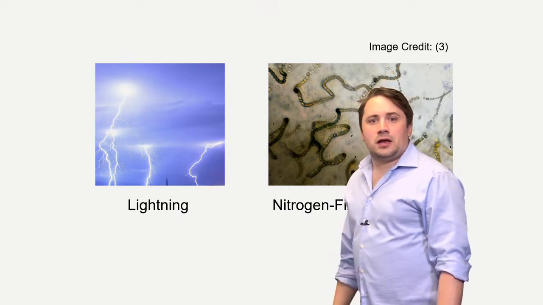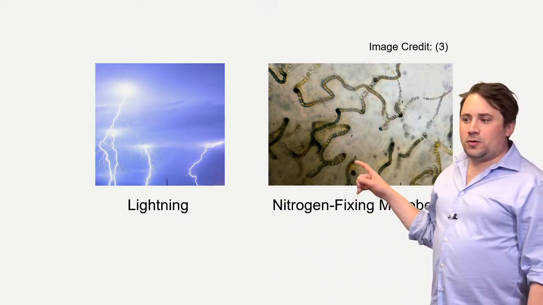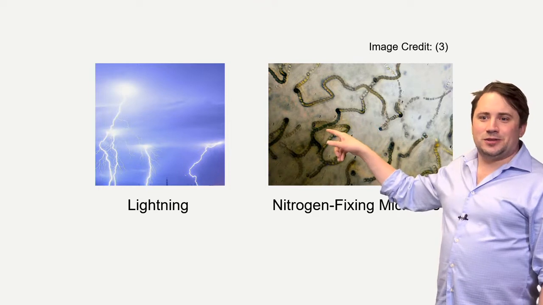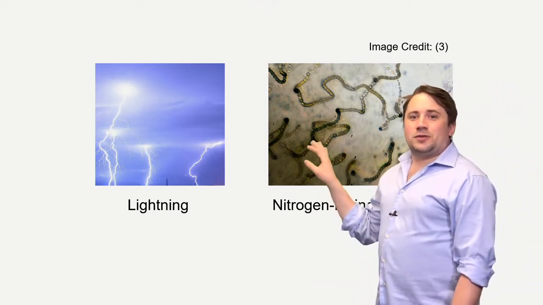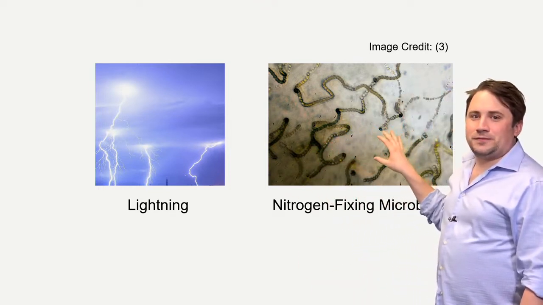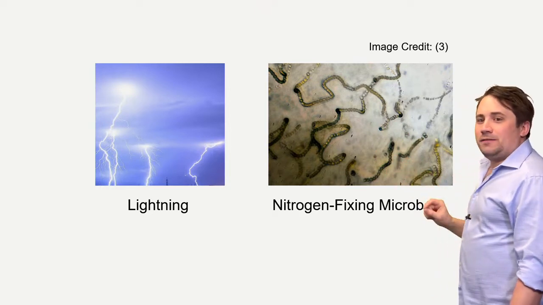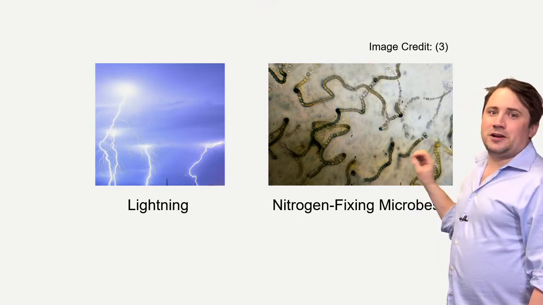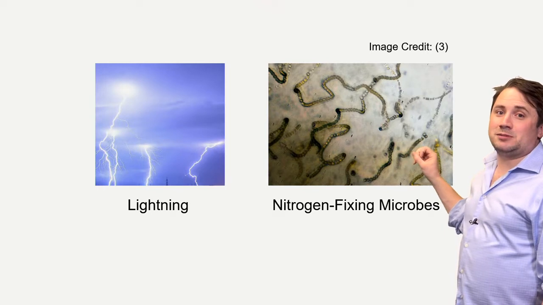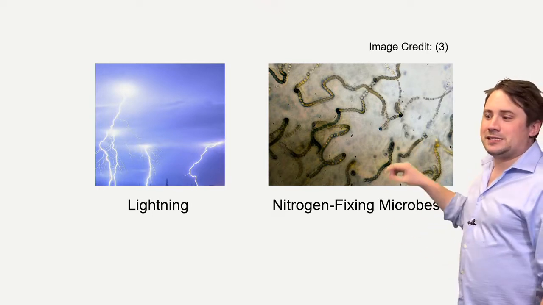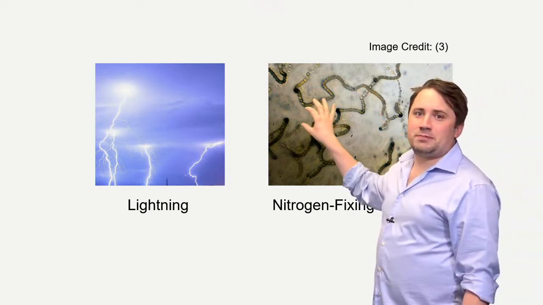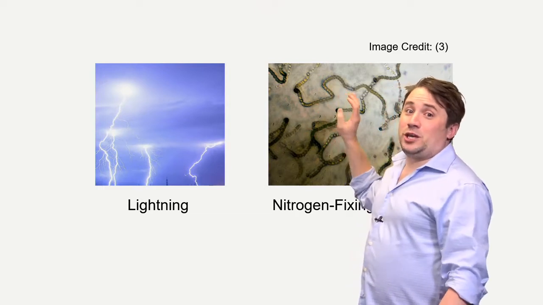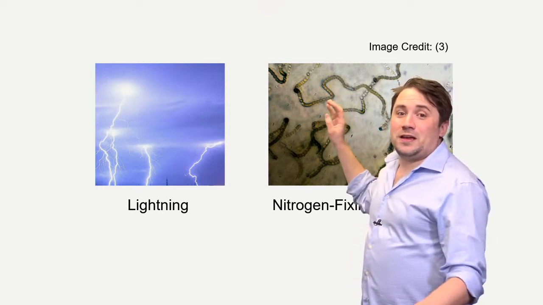Then about 2 billion years ago or so, some microbes figured out how to do this. And so this is the essence of biological nitrogen fixation. These microbes figured out how to make enzymes, very, very complicated and expensive enzymes to make. It takes a lot of energy to make these enzymes. But they figured out how to produce nitrogen, and this was a huge boon for life.